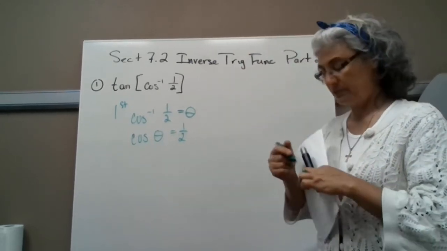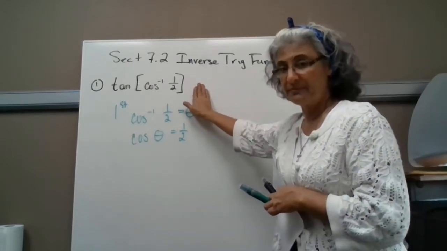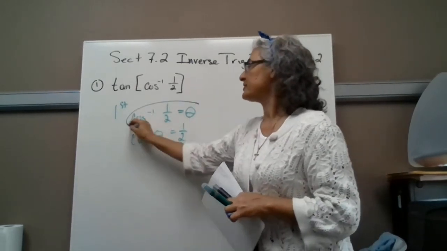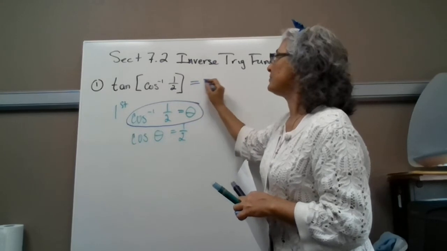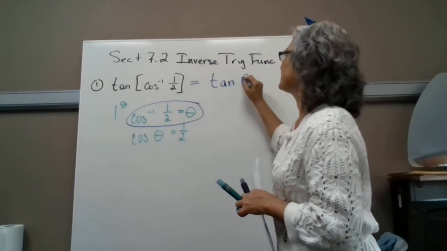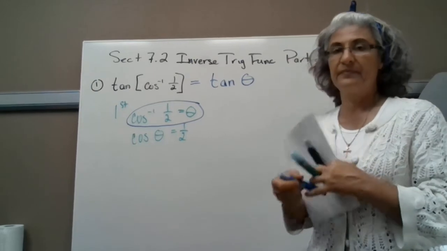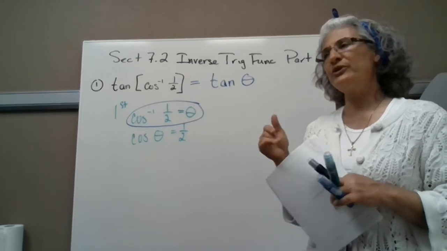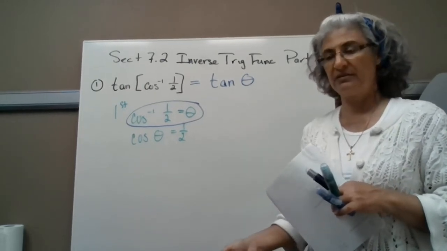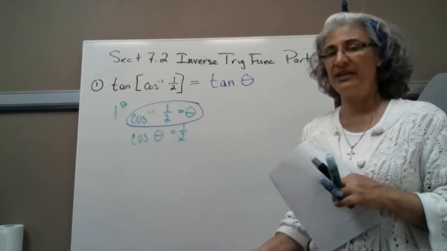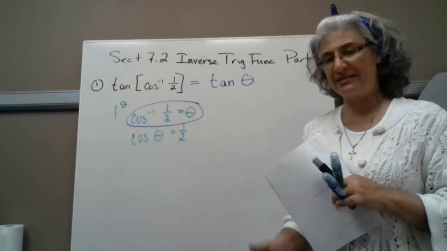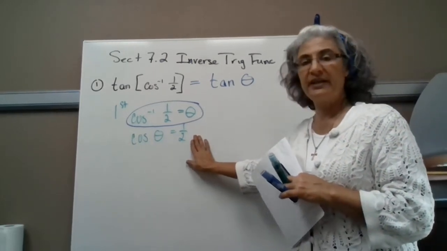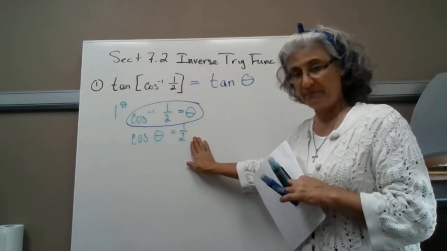All right, so back to the original problem. Since cosine inverse of 1/2 is equal to theta, that means you're actually trying to find the tangent of theta. Answer me this. Do I really care what theta is, or do I really care what the tangent of it is? I really care what the tangent of it is. I don't really care about theta itself. So, check this out. Cosine of theta equals 1/2. Agreed?